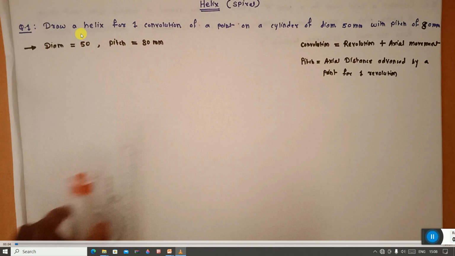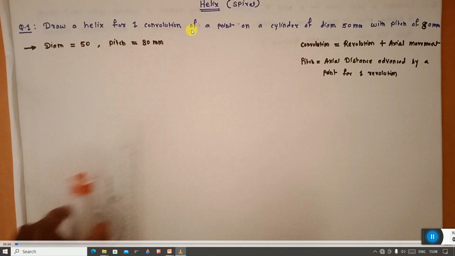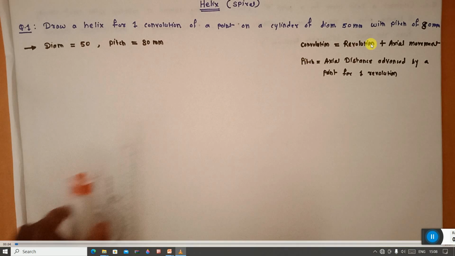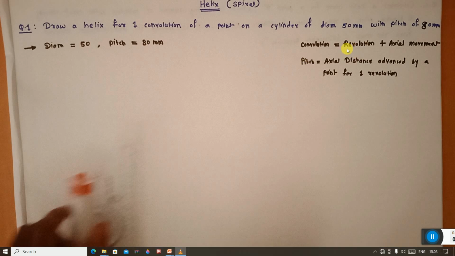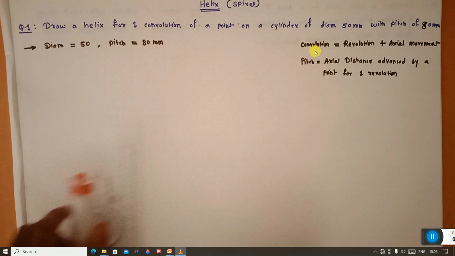Refer to this first question. Draw a helix for one convolution of a point on a cylinder of diameter 50 millimeter with pitch equal to 80 mm. Okay. So what is the meaning of convolution? Convolution means there is one point which is moving on the surface of a cylinder and it has a circular motion. So the point has a revolution plus it has an axial movement. So the combination of circular motion and axial motion is called a convolution.